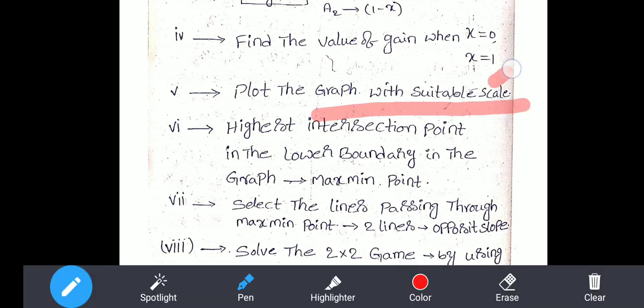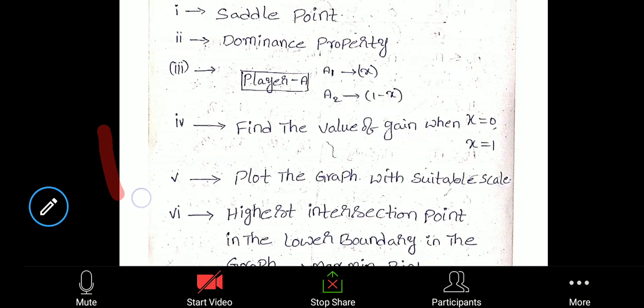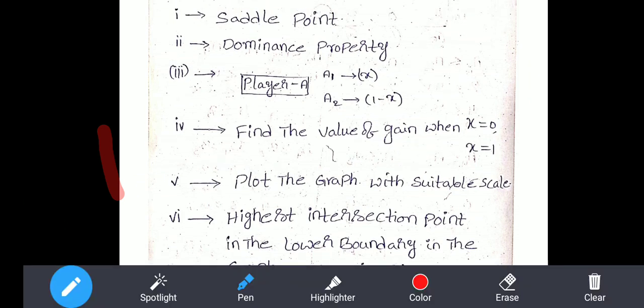Why do we take 0 to 1? Because the probabilities of applying the strategies lie between 0 and 1. Strategy A1 will have some probability, and A2 will have some probability. This probability value lies between 0 and 1. That is the reason we consider 0 to 1. Now, using a suitable scale, we are going to draw the graph.